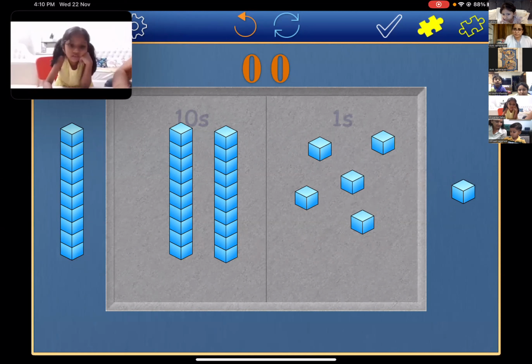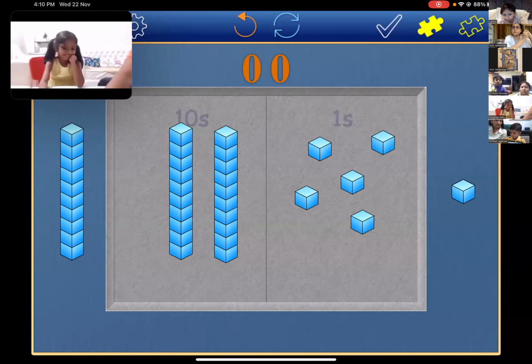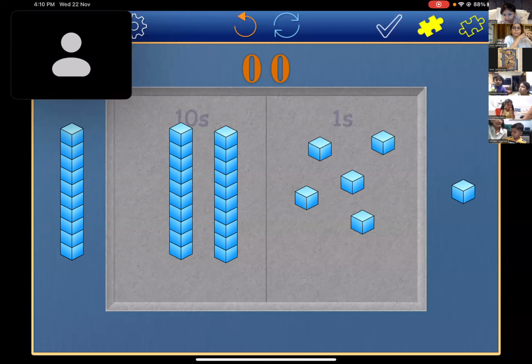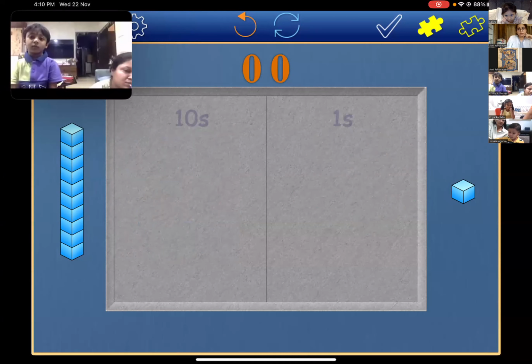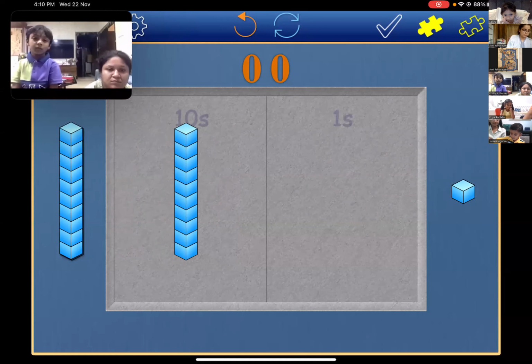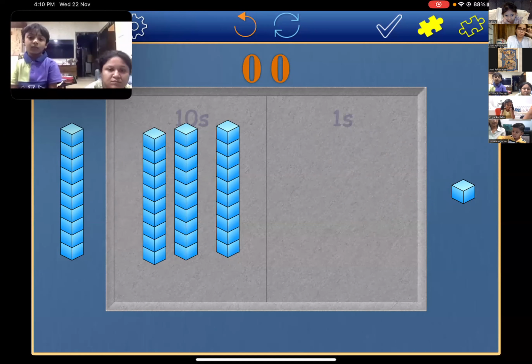Okay. Next is Kian's turn. Kian, do you want to build higher numbers? Can you try 33? Yes. Okay, chalo, batao. To make 33, how many bundles of 10 we are going to need? 3. Perfect. And how many ones are we going to need? 3. 33.